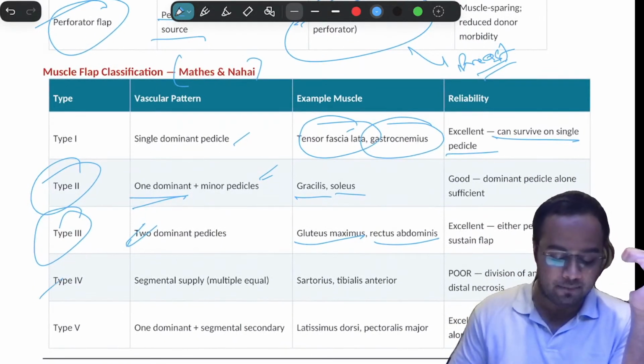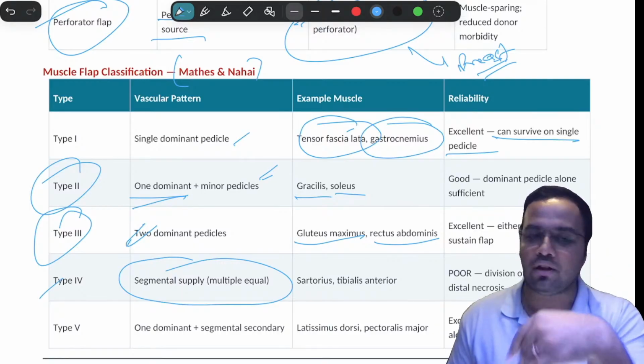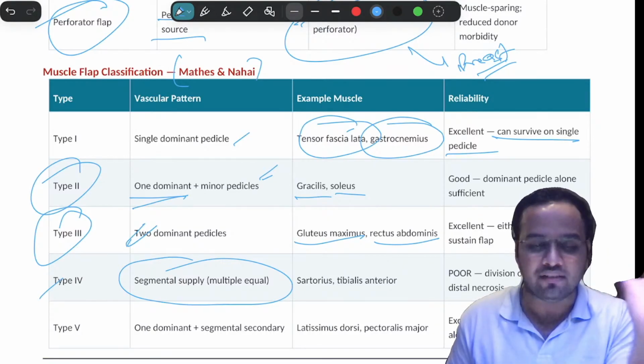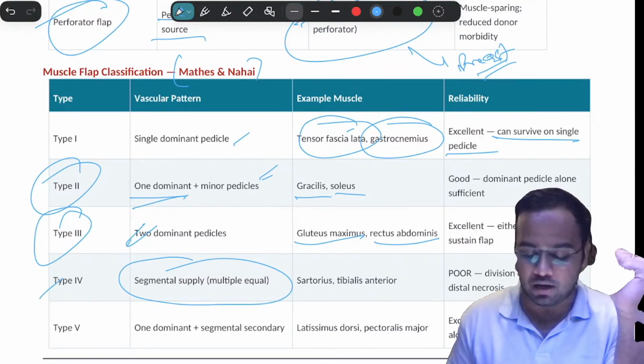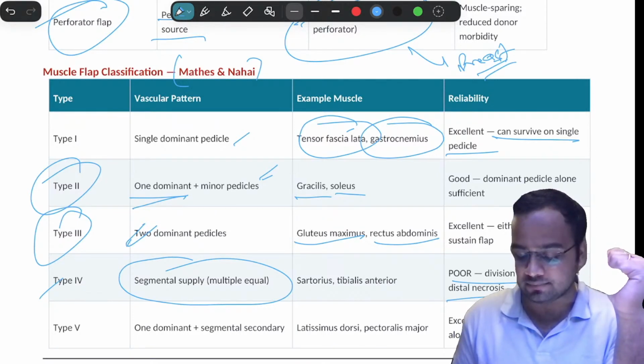In type 4, it has the segmental blood supply, and this muscle is always unreliable because you cannot take this muscle and anastomose it with a single vessel, because there are going to be multiple small perforators. So there is poor division of any pedicle, and hence it can cause distal necrosis.